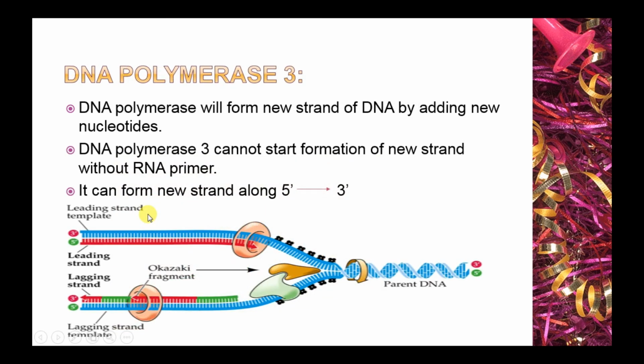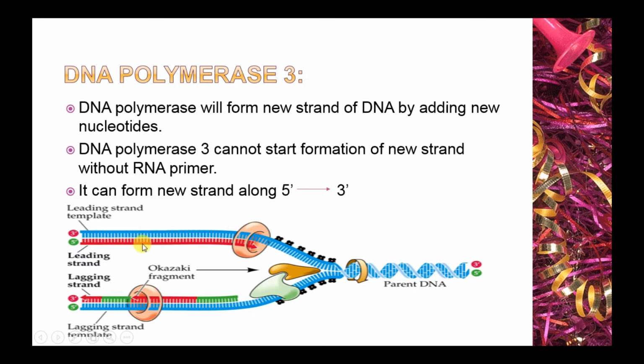Next, DNA polymerase 3. It is the most important enzyme in DNA replication, as it makes the new strand of DNA molecule. Here you can see the red strand is the new strand, and the blue strand is the parental strand, which acts as a template over which the new strand will form.